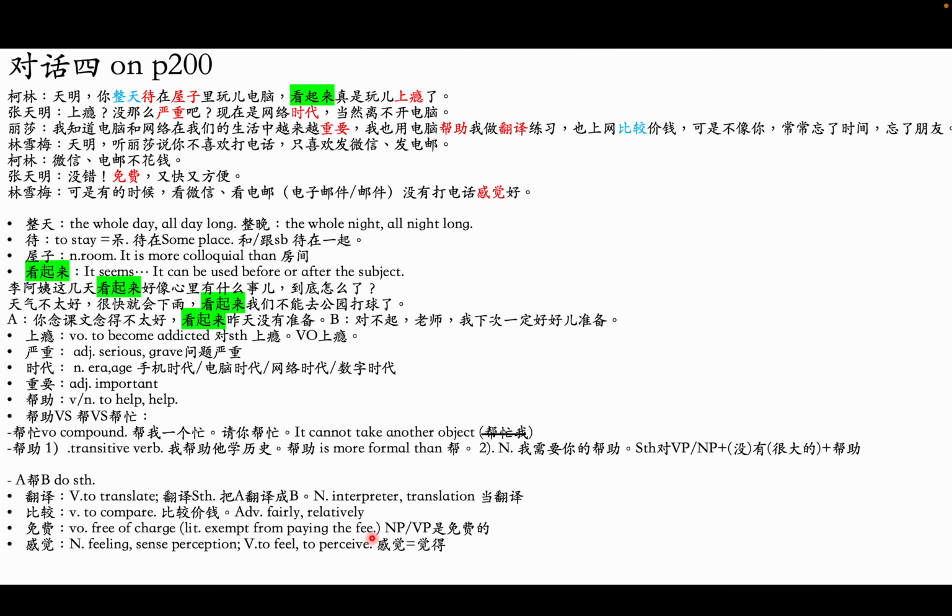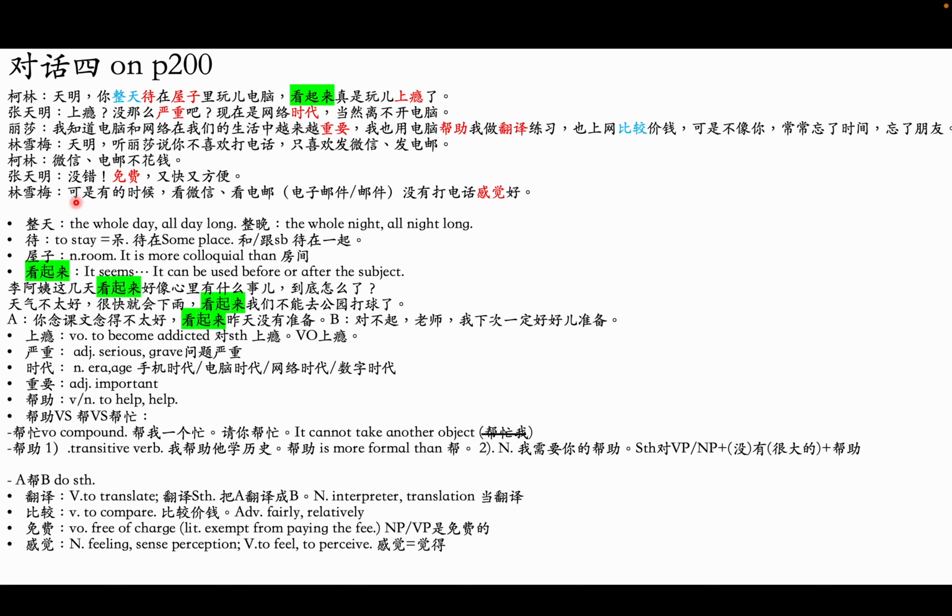By using 免费 we can say, for example, 这本书 noun phrase. 这本书是免费的 it is free. Or 去这家餐馆吃饭 it is free to eat in that restaurant. 去这家餐馆吃饭是免费的 it is free.